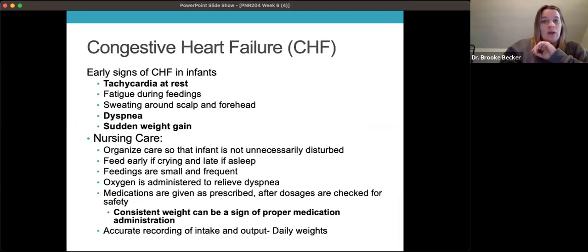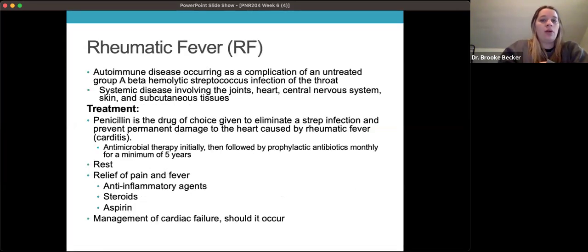All right. Congestive heart failure. So these are your signs and symptoms of that. You guys can read this. So I'm not going to read this to you.